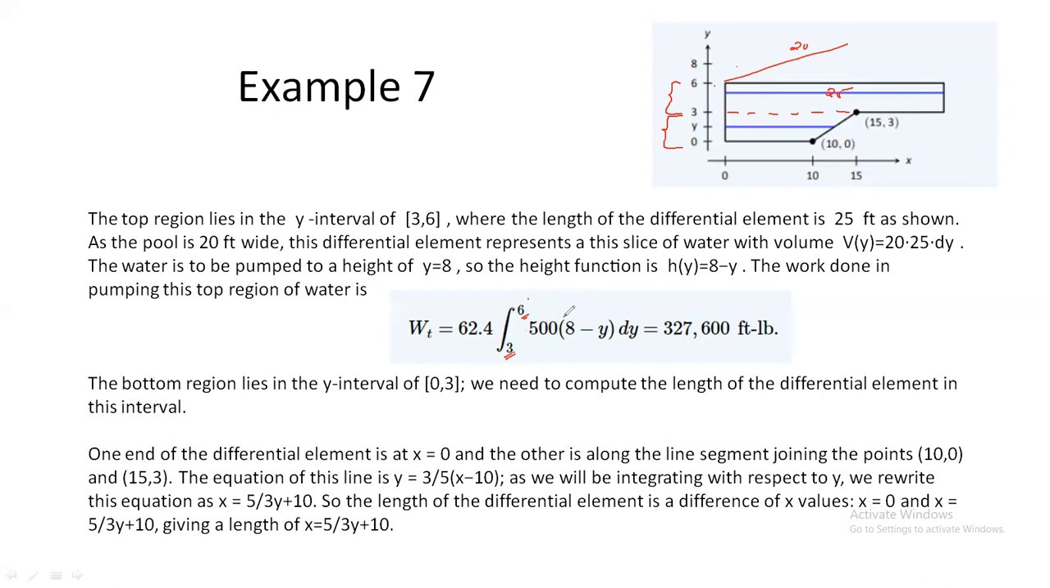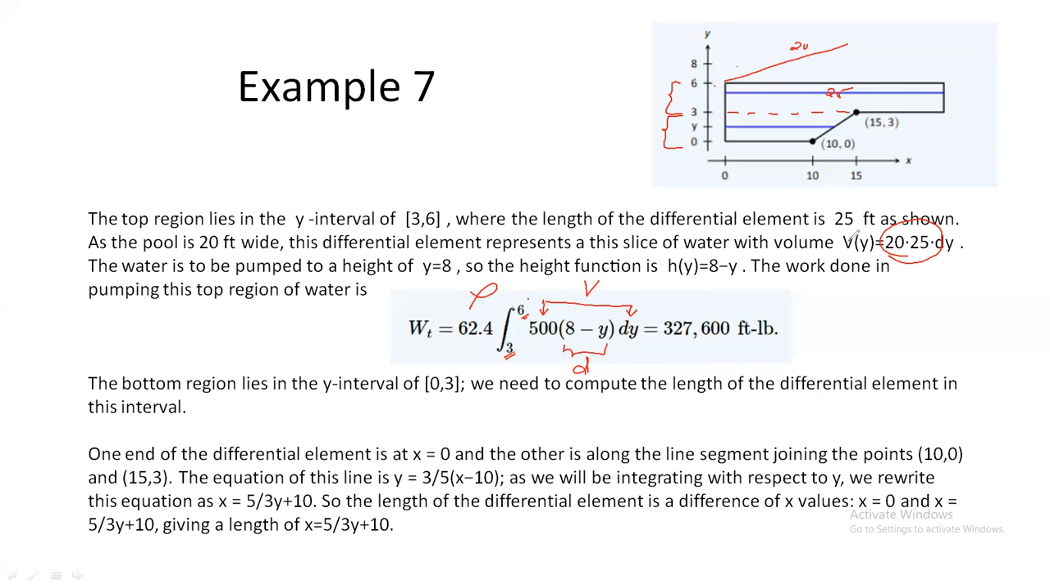Now this 500 came from this 20 times 25. So the 500 together with the dy is actually the volume of your water, and this is the density. So you have now the mass of the water, which in this case translates to the force, and this one is the displacement. Now that displacement is 8 minus y.